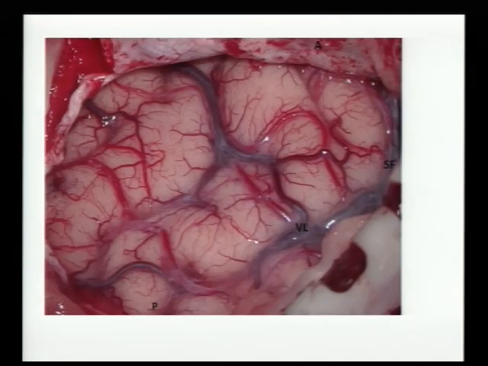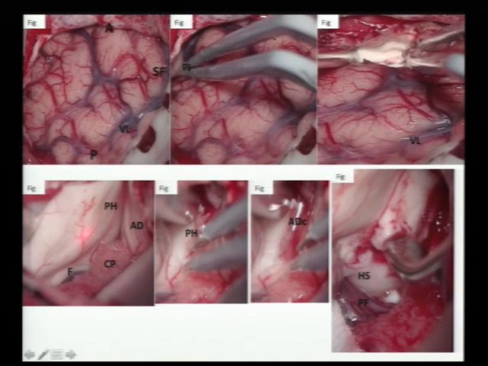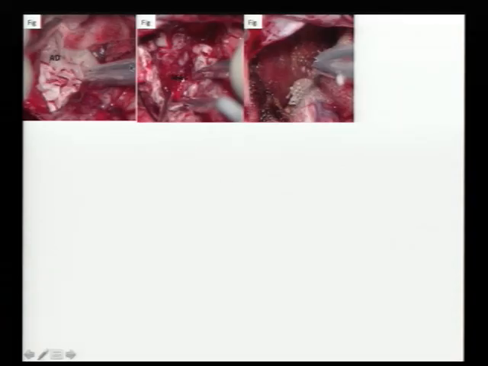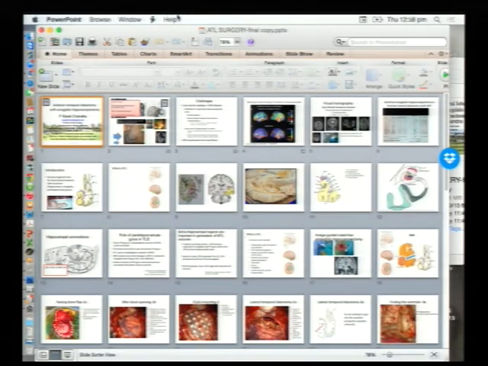Just to summarize, this is how it looks. In anterior temporal lobectomy, you find the choroid plexus, you find the hippocampus. This is how the hippocampus has to be dissected anteriorly, medially, laterally, as well as posteriorly. Subpial dissection has to be done. And at the end, entorhinal cortex, uncus, and all the joining structures have to be taken out. So that is briefly about how to perform the surgical technique.